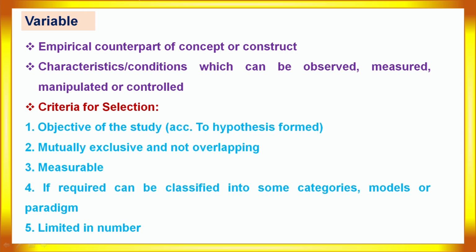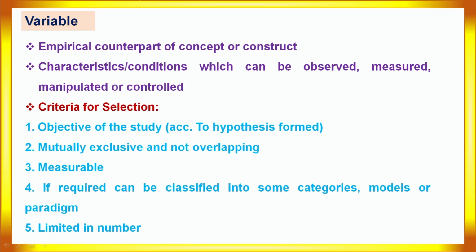Now, a hypothesis is a relation between variables. So, what is a variable actually? A variable is an empirical counterpart of the concept or construct. In research, we actually measure the relationship between the variables. So, in that way, the most important element in scientific research is the variables.